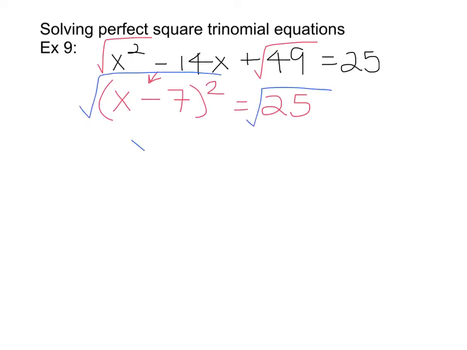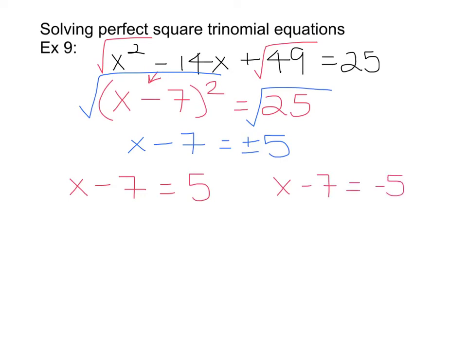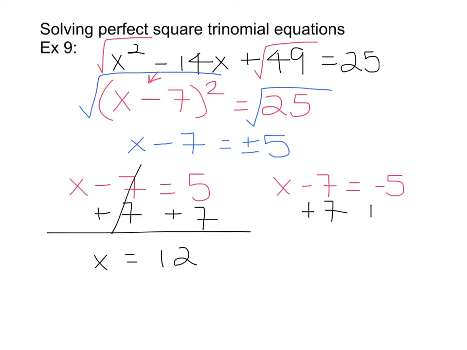So the square root of something squared just undoes it, and you're just left with x minus 7. The square root of 25 is going to be plus or minus 5. Now I'm going to write my two equations so I can solve them both separately. So x minus 7 equals positive 5, x minus 7 equals negative 5. Now add 7 to both sides, and you get that x equals 12. Add 7 to both sides, and you get that x equals 2.